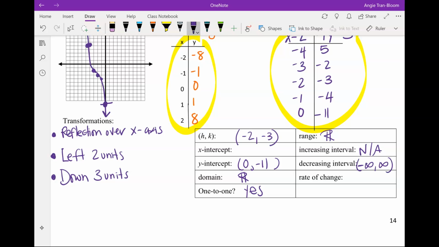The rate of change, Malin, what would you write for the rate of change?